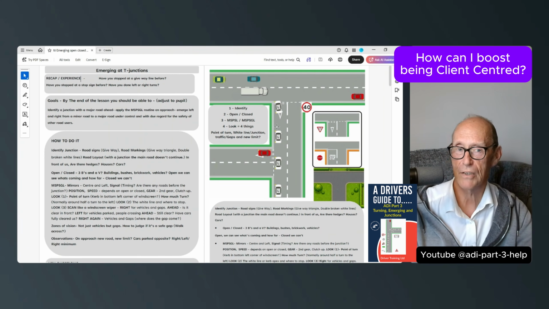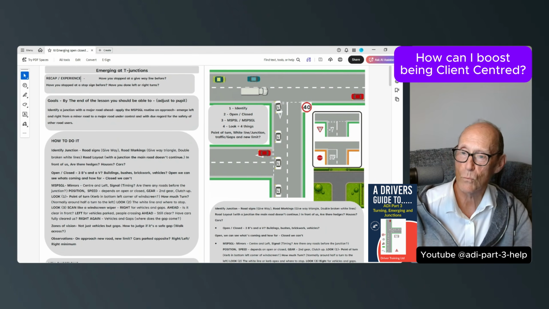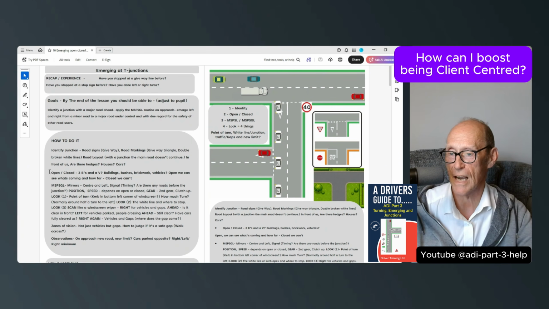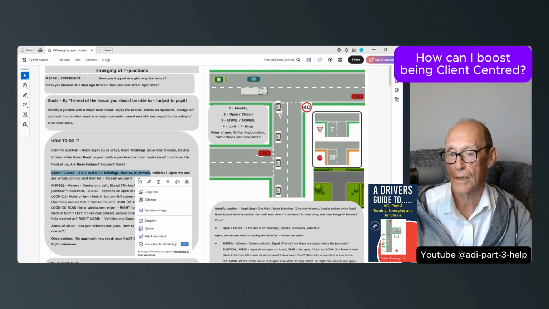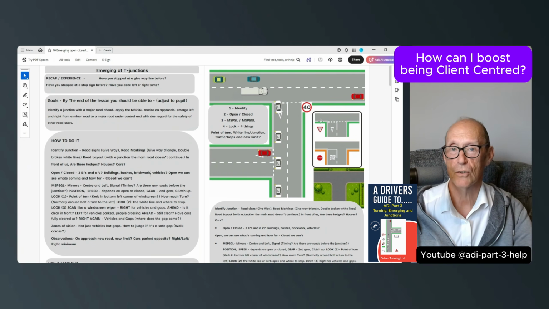Yeah. So even if we don't see a give way line and we can't see a give way sign or the upside down triangle on the road, what do we know is coming up? A junction. Why? Because of the road layout. Very good. But then we need to think, is it an open or a closed junction? So this is the second part here. Are there 3 B's and a V? Buildings, bushes, brickwork or vehicles? Anything that blocks our view of the vehicles coming up.